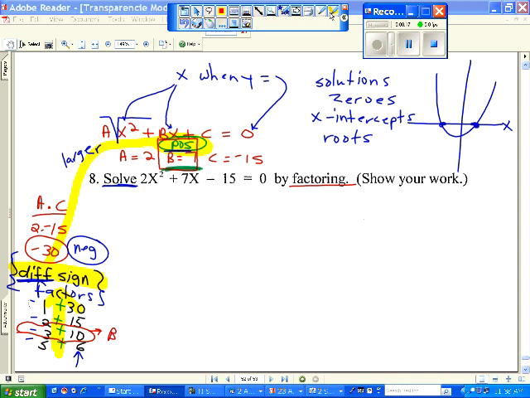That was step 3. Step 4 says split the middle term into those two pieces. We're quoting page 213, right? Step 1, 2, 3, 4, 5, 6. We're going to split the middle term into negative 3x plus 10x.